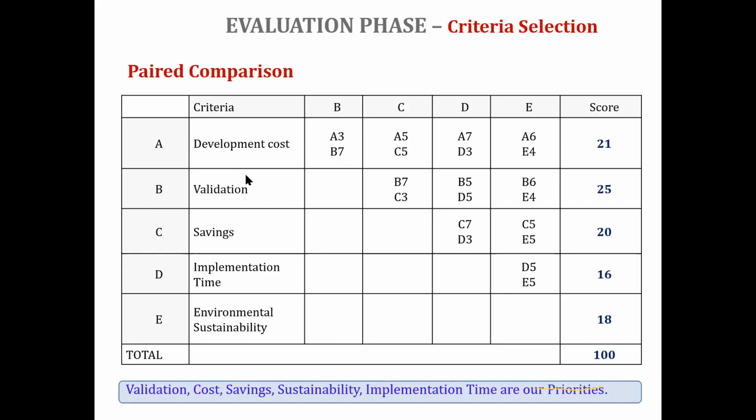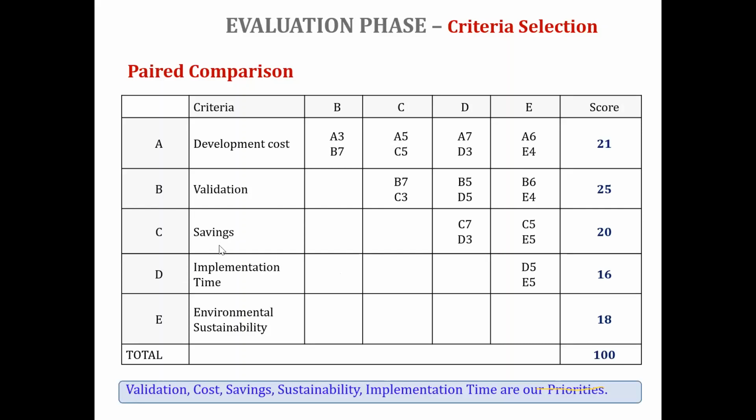Now I'm going to compare the validation with other parameters. So already I have compared the validation with development. Already I have compared here. Okay. Now I'm going to compare this validation cost B with C, called savings, which is important. Validation is important, right? 7 points here and 3 points here. And when I compare the validation with implementation time, when I compare B with D, both are important. So each has 5 points. When I compare the validation with the environmental sustainability, B has 6 points and E has 4 points. E is nothing but environmental sustainability.